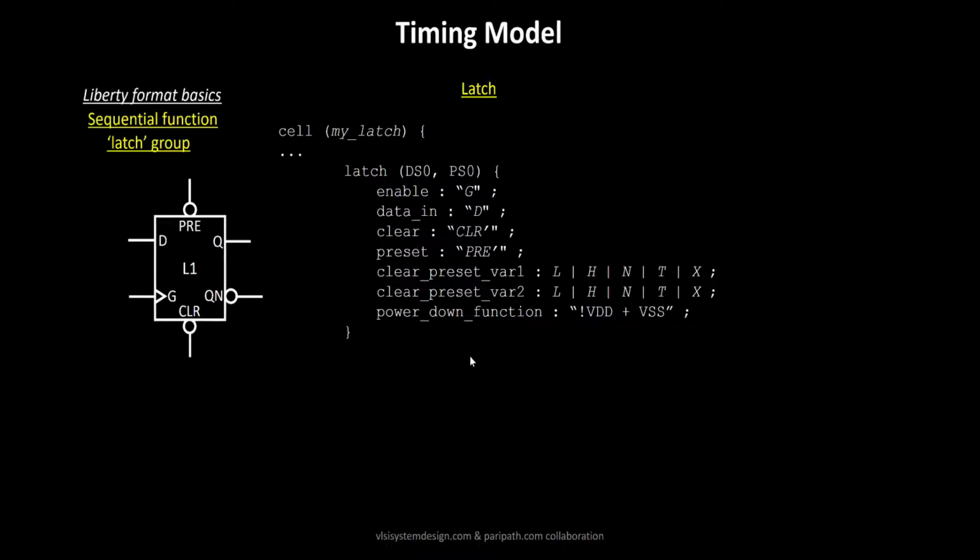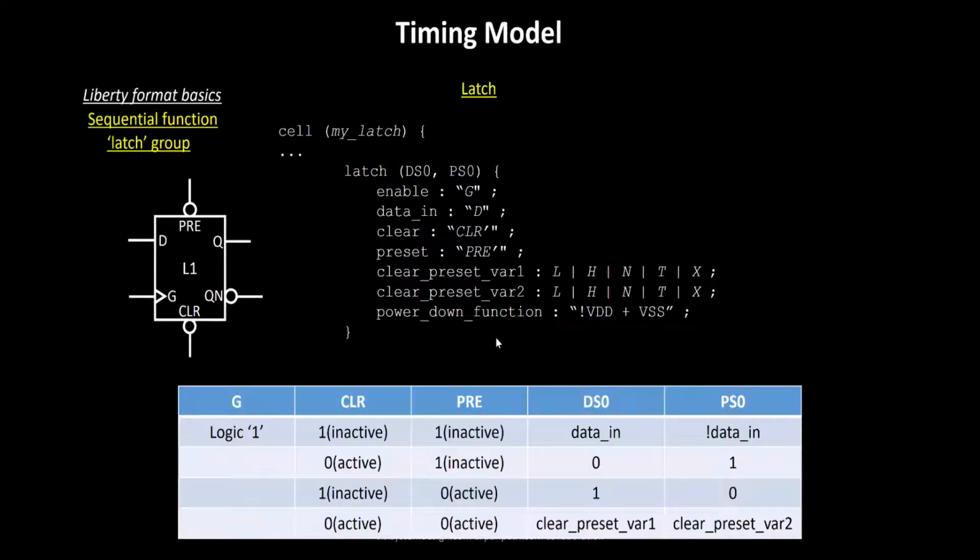Now again, in order to understand where DS0 and PS0 are being used, we have to look into the description of the latch inside the Liberty format. But before that, this is the table that we had in the past. This was clock. In this case it is G, the enable pin. Rest all definitions remain the same. So for example, if G is logic 1 and both are inactive, your DS0, which is the next state whenever your G is logic 1, is data_in, and your PS0, the state of the inverting output, is nothing but not of data_in. The clear preset var 1, clear preset var 2, whenever both are active, all remain the same. And that's the definition of the latch.